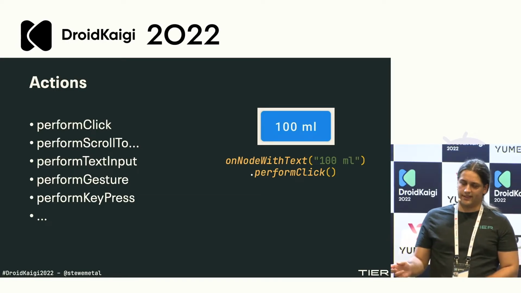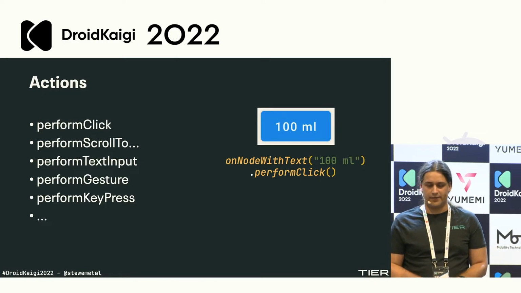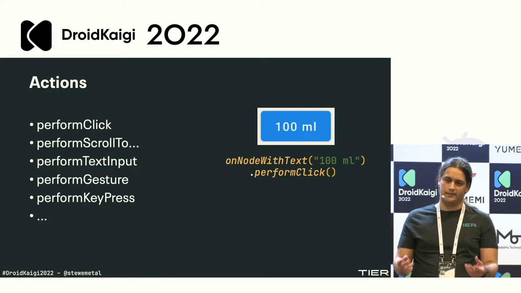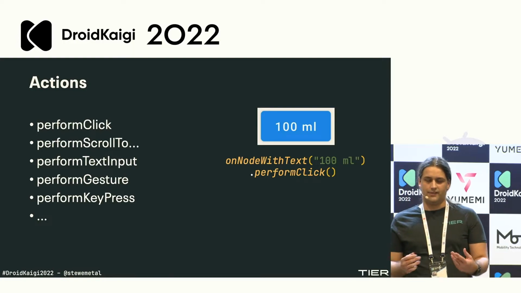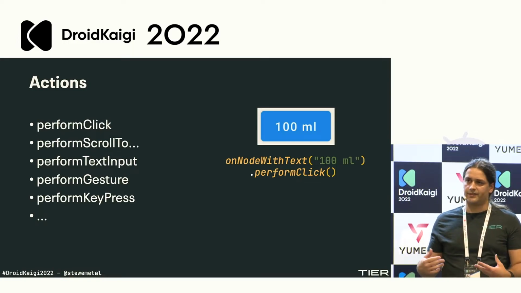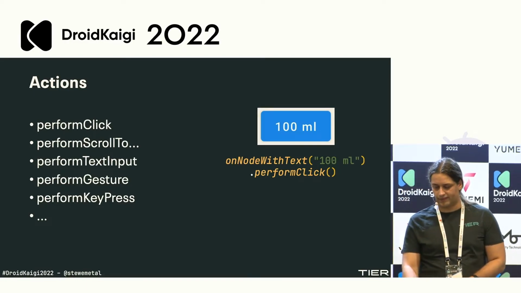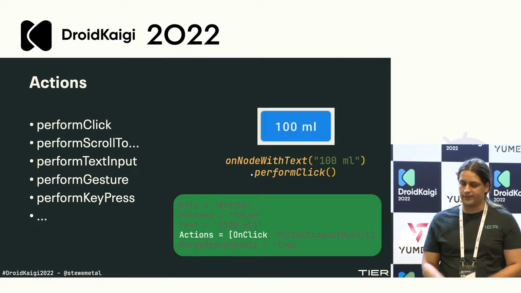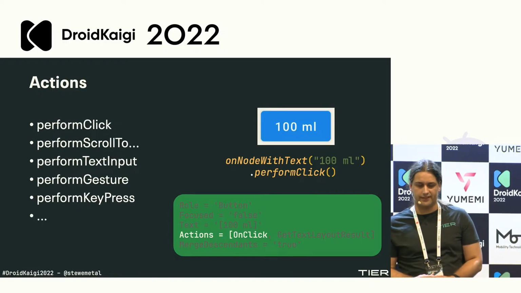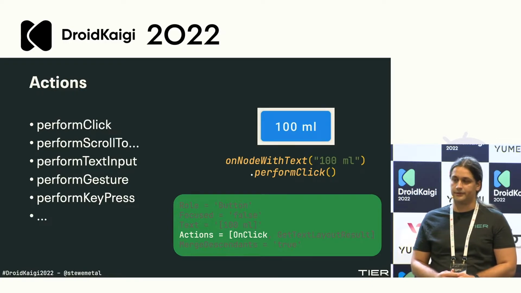Here is a humble button with a text of 100 milliliters. We can select it by onNodeWithText. It will be selected. The onNodeWithText function will return an abstract node that we can call other things on, and we will call perform click on it. And it will work. The button will actually be clicked on the UI when we run this as a UI test.